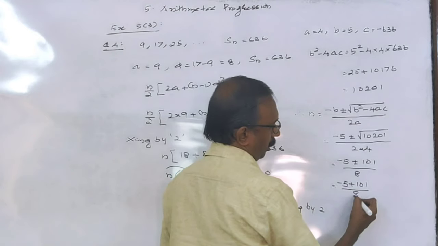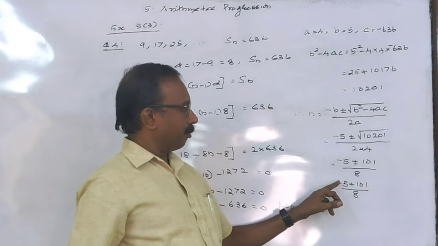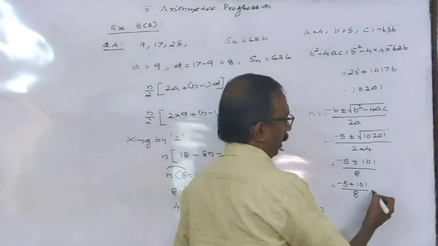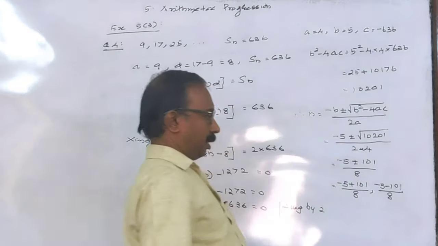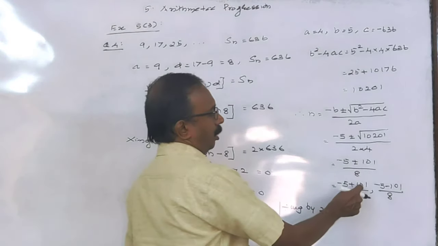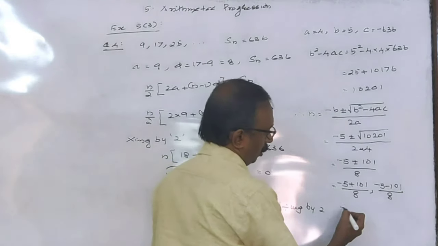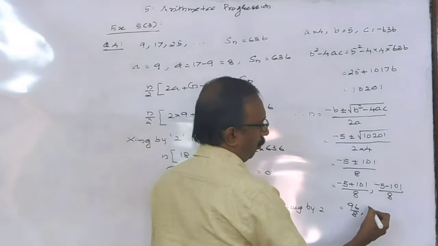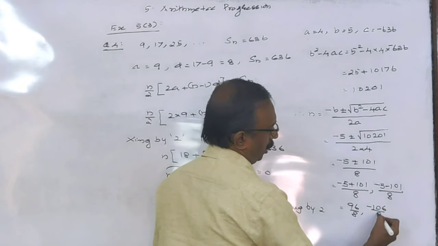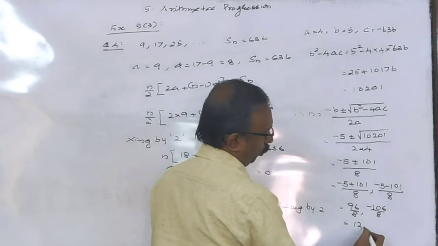That is minus 5 plus 101 by 8, and minus 5 minus 101 by 8, isn't it? That is 101 minus 5, that is 96. 96 by 8 is 12. The other one is minus 106 by 8.